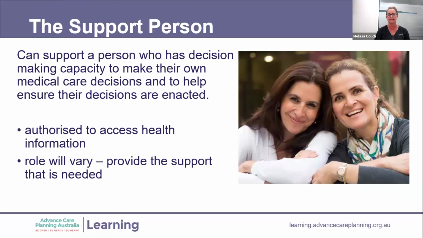So then we have finally the support person. This is a person who has decision-making capacity, and this person can help support a person to make decisions. They can have authority to access certain health information. They can't actually make decisions on a person's behalf, but they can help support them to make decisions.